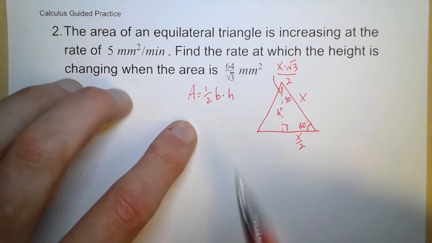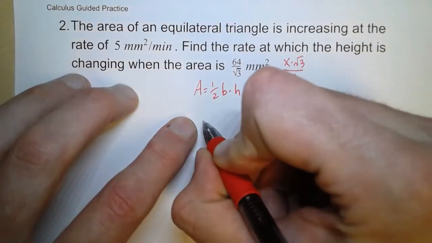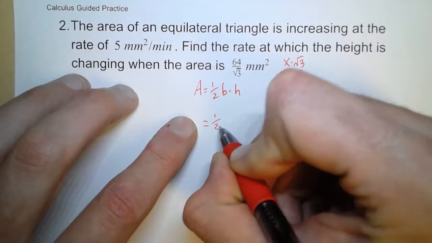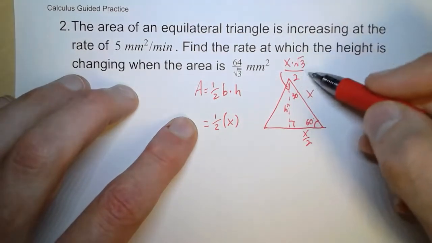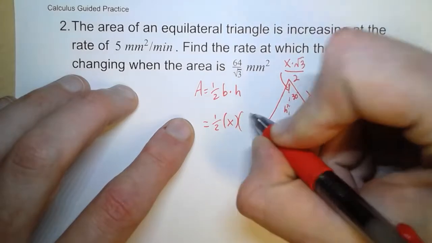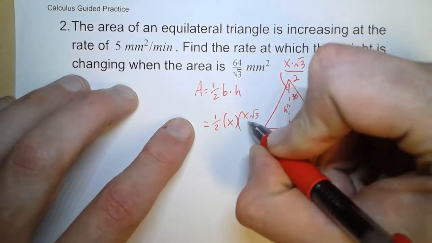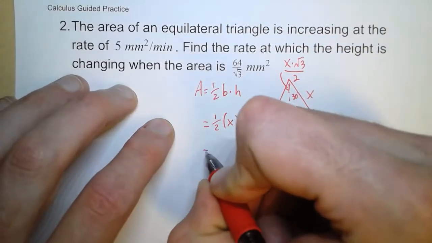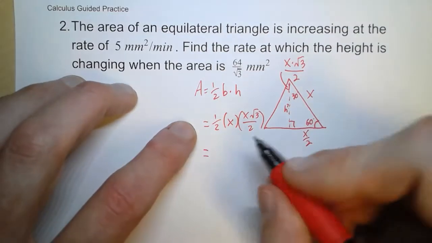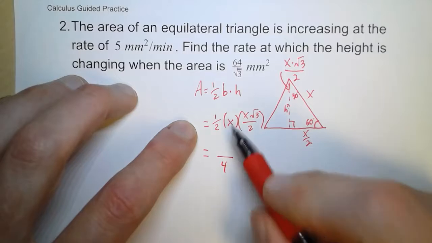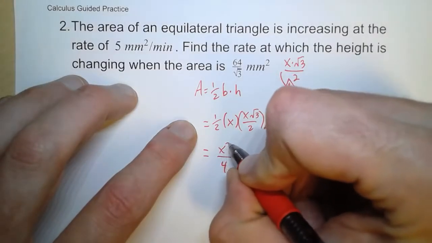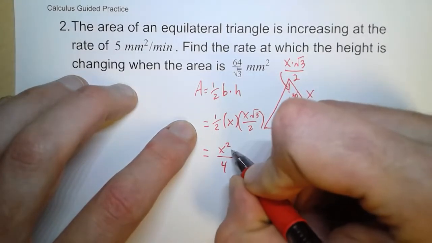So if I plug those values into the area formula, I have 1/2. The base is x times the height, which is this quantity right here: x square root of 3 over 2. If I combine the denominators, this is over 4. On the top, we have x squared, and then we still have the square root of 3.